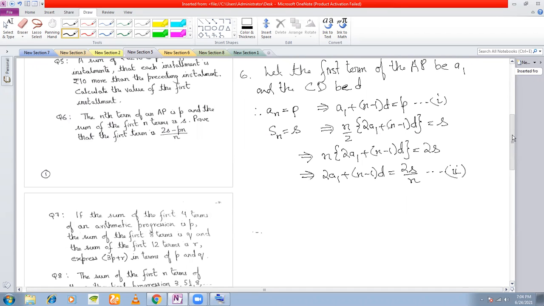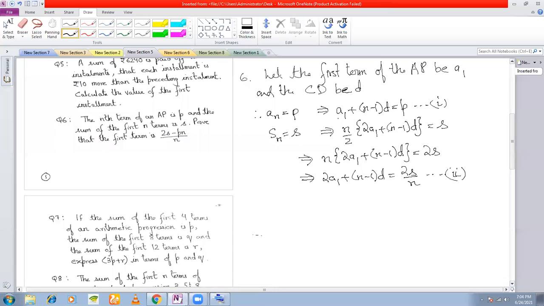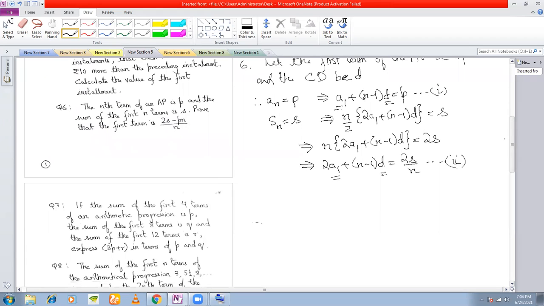Now we solve these two equations. These two are equations in A1 and D, simultaneous equations. So how will we solve them? We'll solve by the elimination method.